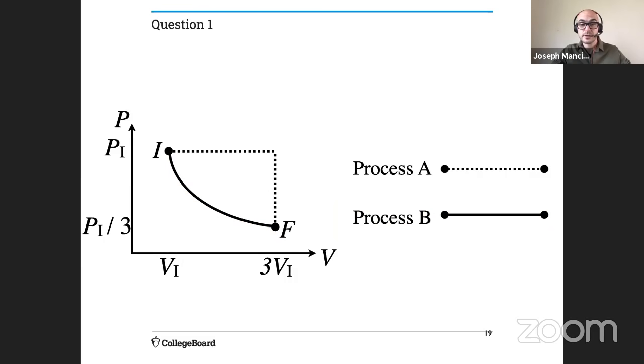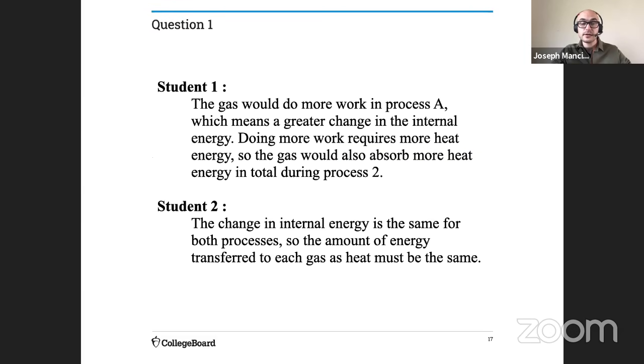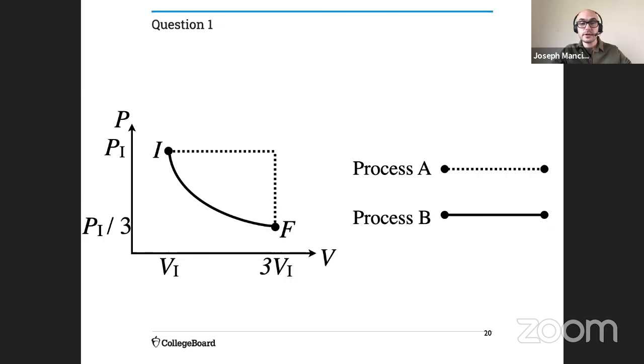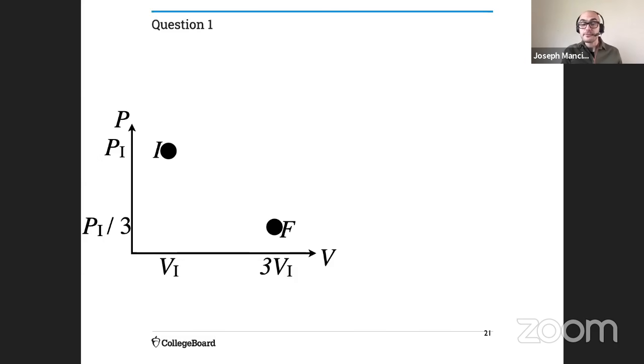So if you said student 1 is correct because more work is done in process A, you were right. All right, click forward here. Then there was the question about the change in internal energy. There were some correct and incorrect statements made about that. But the change in internal energy is independent of the processes. So I'm going to take away information about the processes, the way that we get from point I to point F, and we're just going to look at point I and point F.